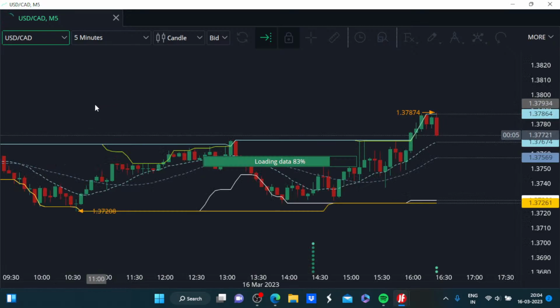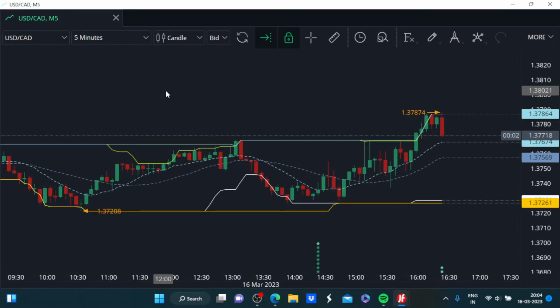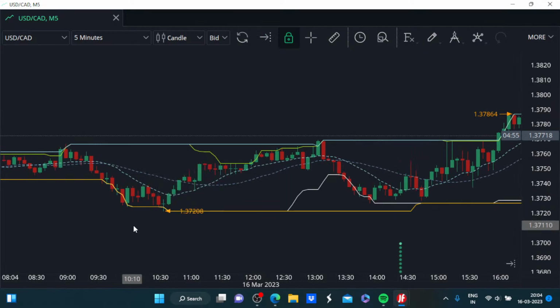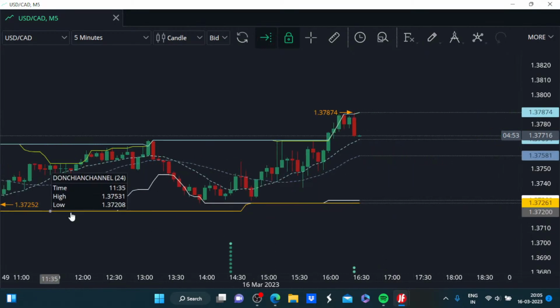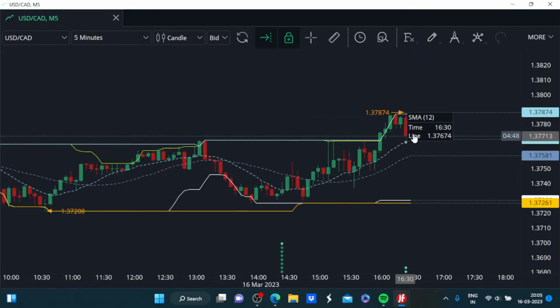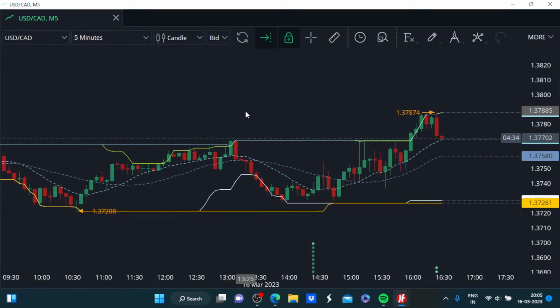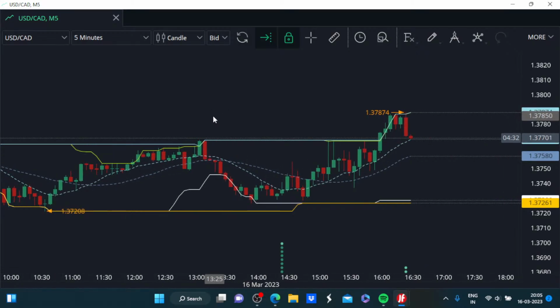For USD CAD, the momentum has turned bullish. The CAD is depreciating against the dollar after making this low at 1.372. We have seen the CAD depreciate 60 pips, and as a result of that, USD CAD has gone on to make this immediate swing high at around 1.38.